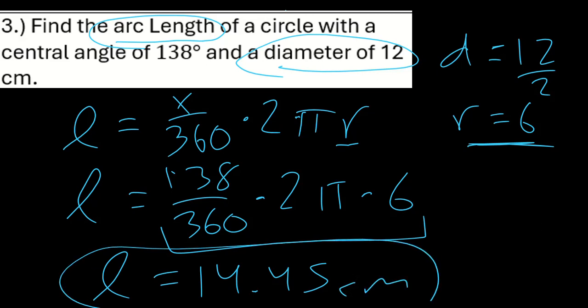All right, I hope these 3 examples have helped you out. These are really and truly kind of the only 3 ways that you could be asked for your problem. You could be asked to find the area or the arc length. You could be asked to find the radius, or you could be asked to find the central angle.